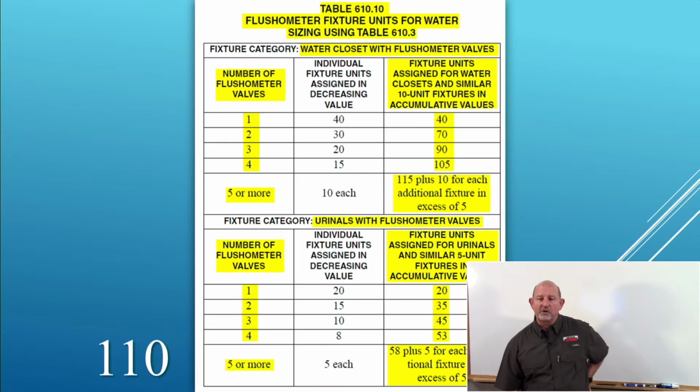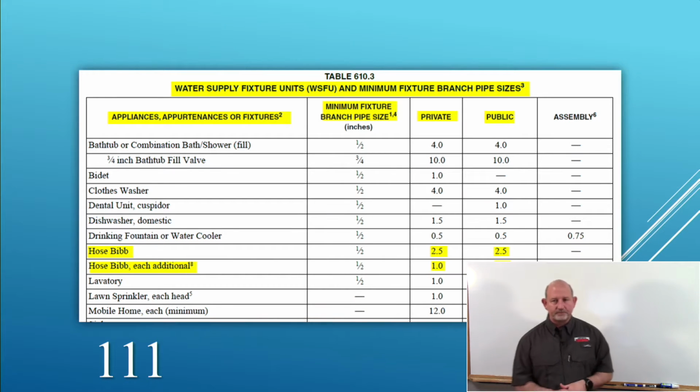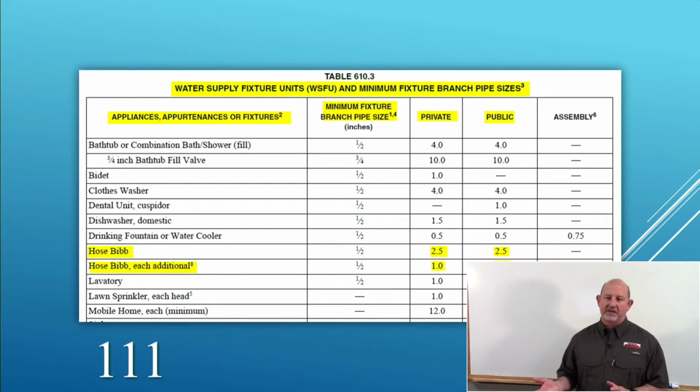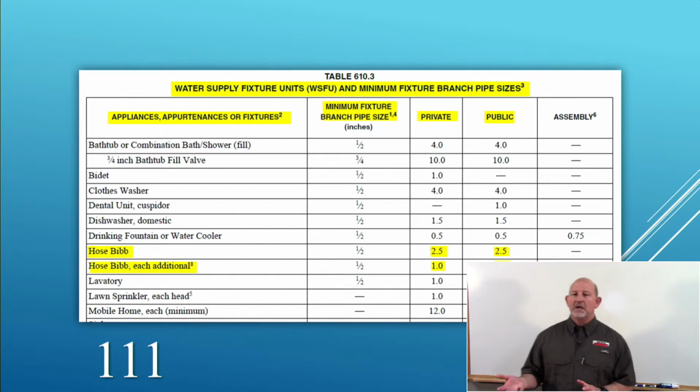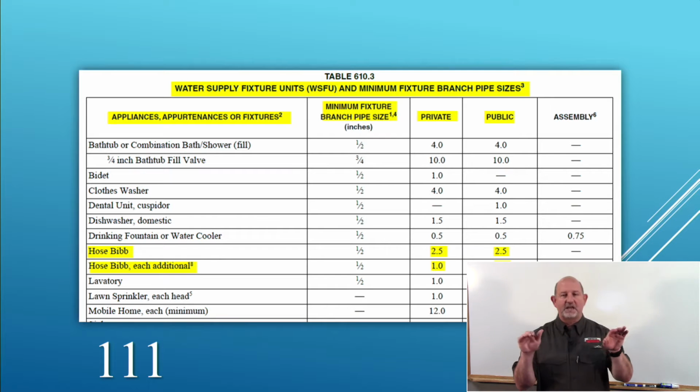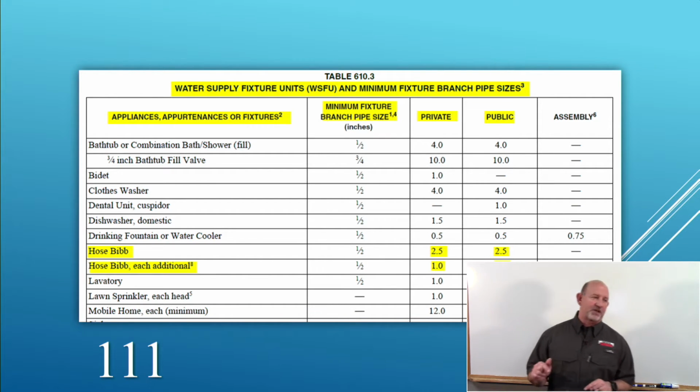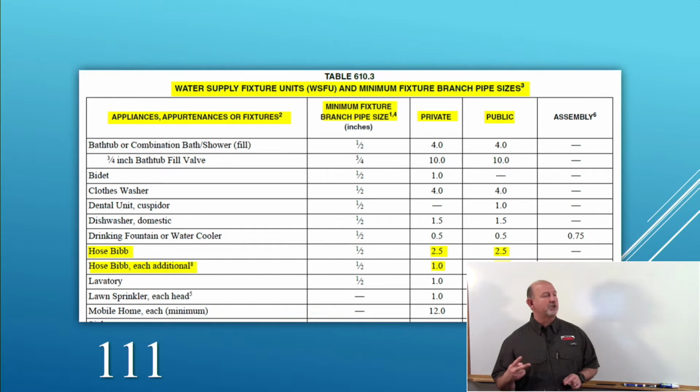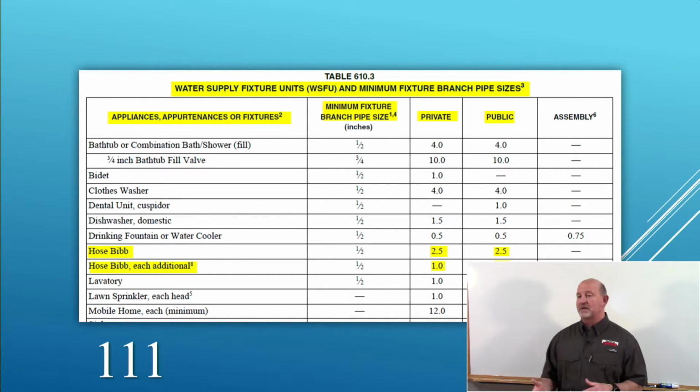So let's jump over real quick to page 111, and that is table 610.3. And again, notice the rule, right? Name of the table first: water supply fixture unit, WSFU, and minimum fixture branch pipe sizes. So again, I'm going to learn 2 things in this table. I'm going to learn what my water supply fixture unit value is for this fixture, and I'm also going to learn what my minimum fixture branch pipe size is.